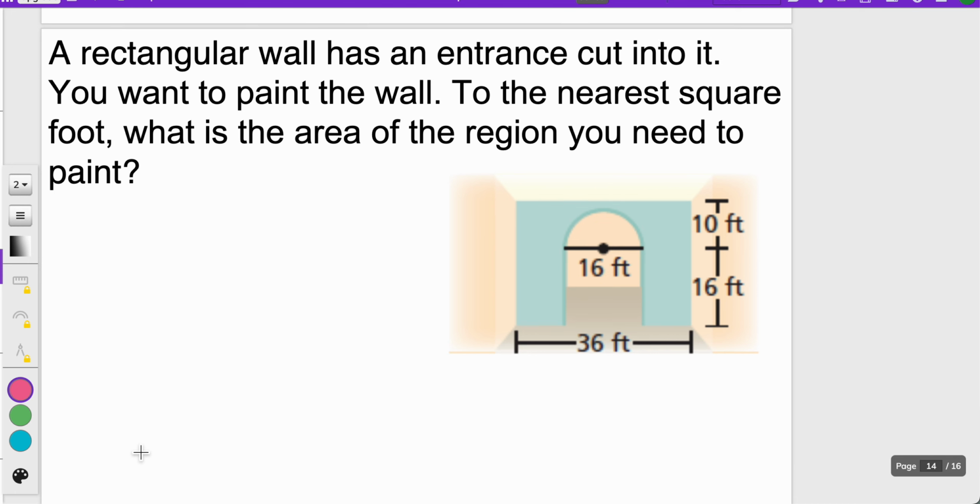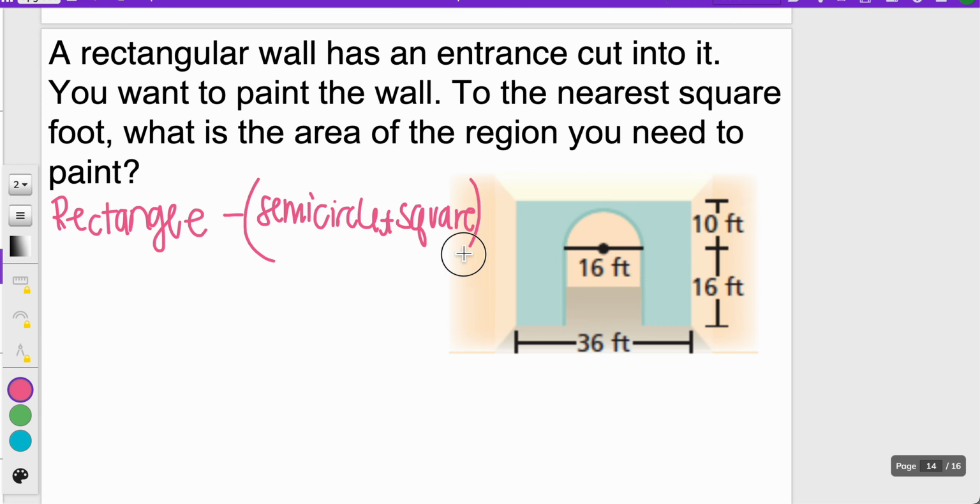Next up, a rectangular wall has an entrance cut into it. You want to paint the wall to the nearest square foot. What is the area of the region you need to paint? So we obviously see a large wall, which is that rectangle in blue. But then we have minus that opening, which is a semicircle and square.